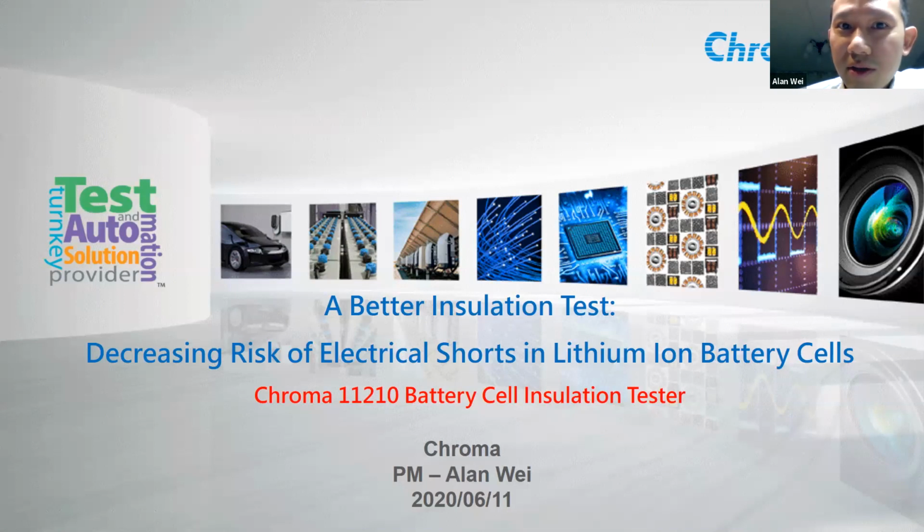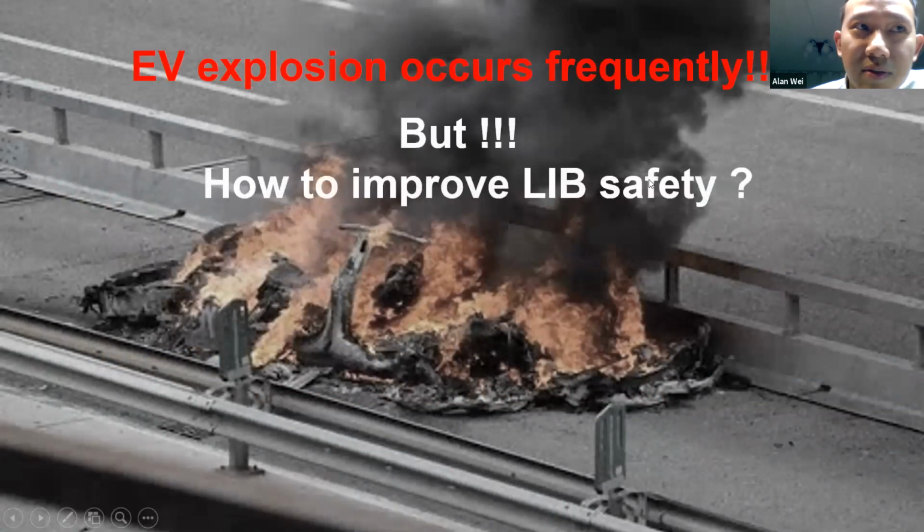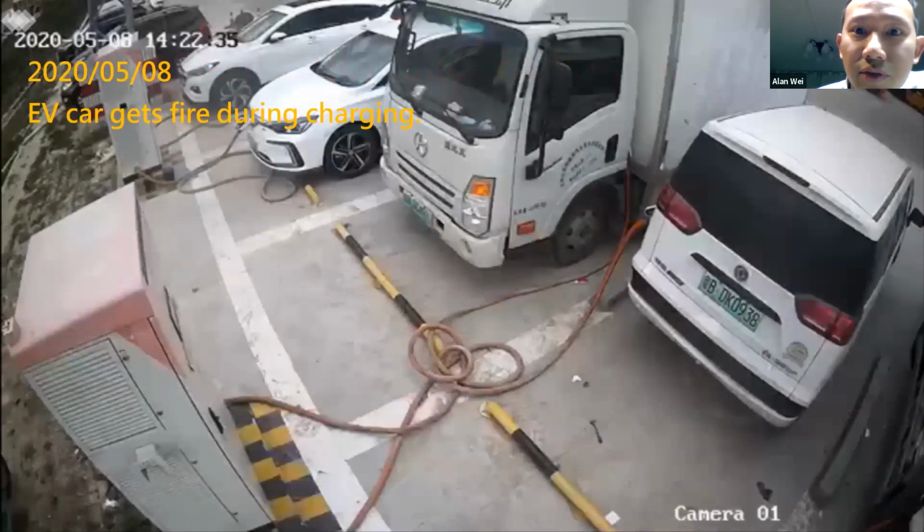Today, the topic is regarding the battery cell and how to screen the risk of electrical short in lithium-ion battery cells. First, EV explosions occur frequently, and we know it has happened. But how do we improve lithium battery safety? Here is a short video.